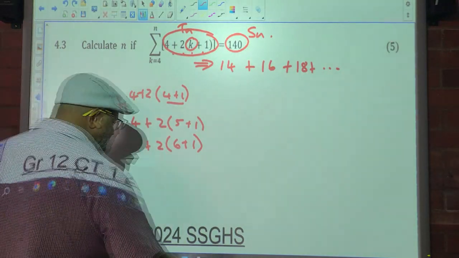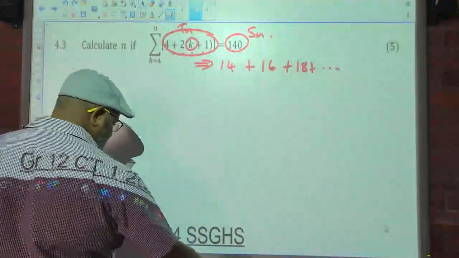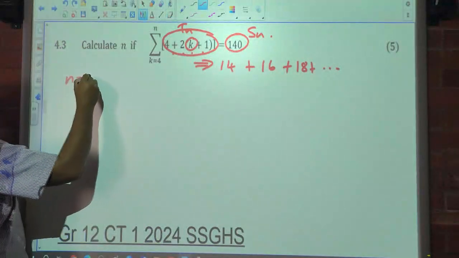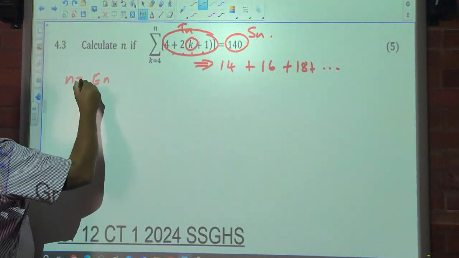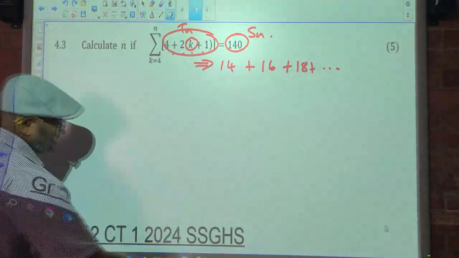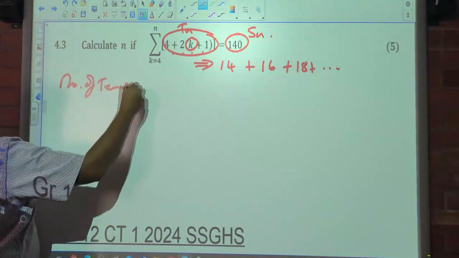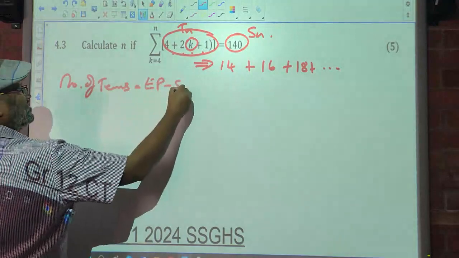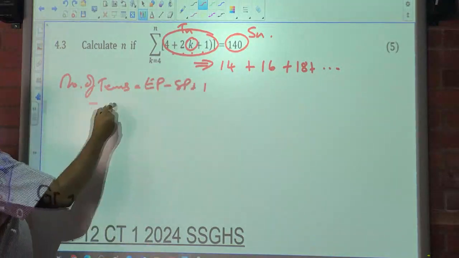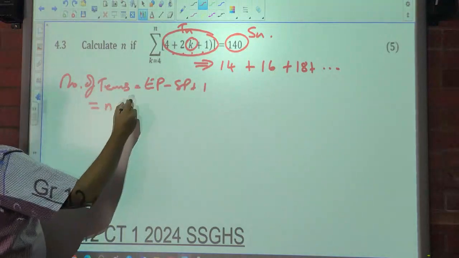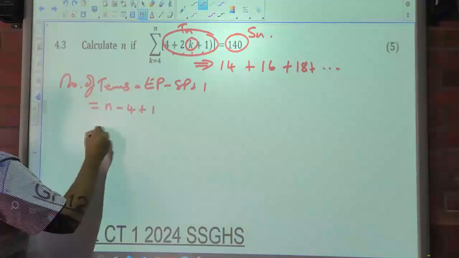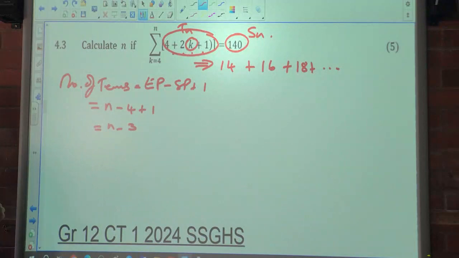People, how do we calculate the number of terms? The number of terms is going to be your end point minus the starting point plus 1. What's your end point here? n, minus starting point 4, plus 1, which is n minus 3. So there's n minus 3 terms in this sequence. Not so?